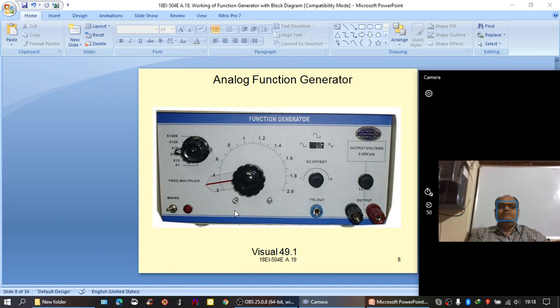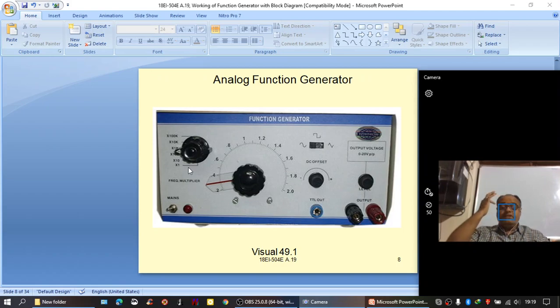Here is a model of a function generator which is available commercially. As you can see here, here is the knob used for continuous adjustment of frequency, starting from 0.2 hertz to 2 hertz. Actually, it is 0.2 to 2.0. It depends on the range selected here.